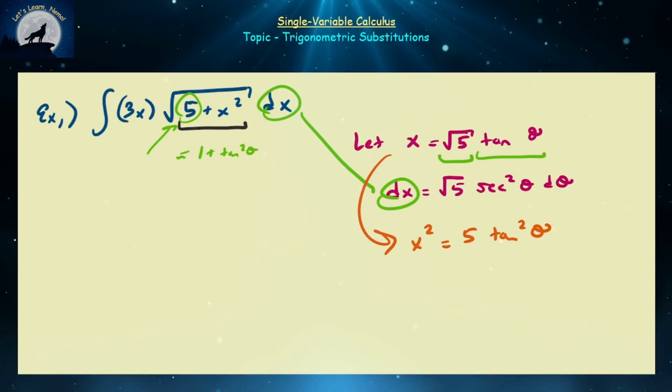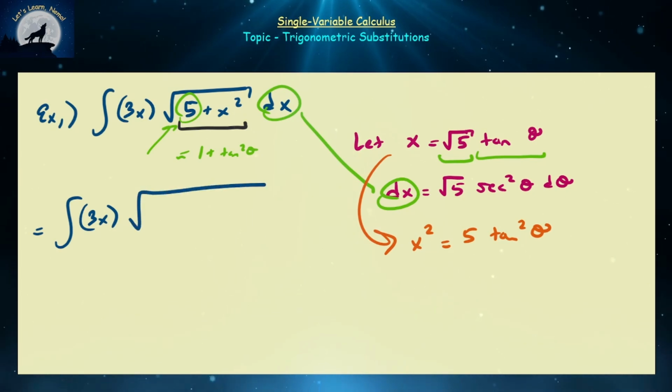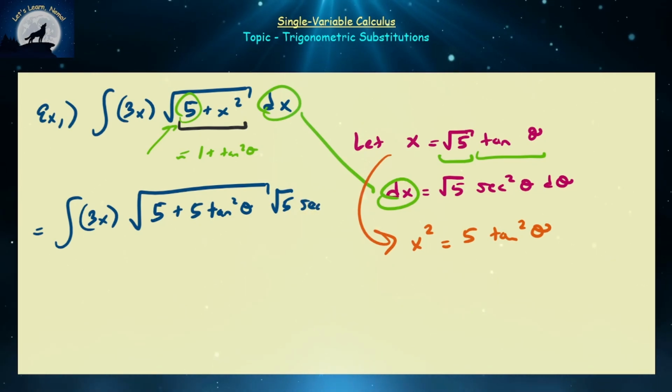So what does this integral turn into? So this is going to be equal to what? So let's just leave that x there just temporarily. So we're just going to be left with 3x. And then what are we going to have? So we're going to have the square root of 5 plus x squared. So 5 times the tangent squared of theta, and then dx, that's going to be equal to the square root of 5 times secant squared of theta d theta.